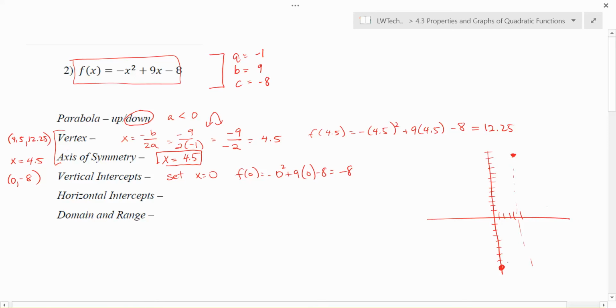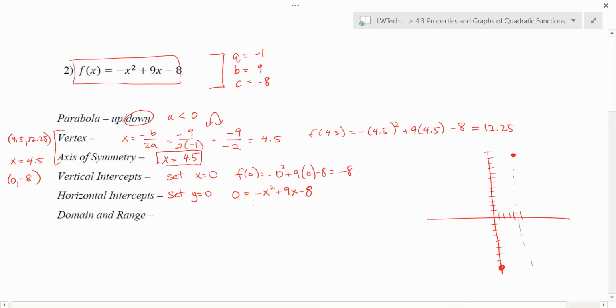The horizontal intercepts are a little bit more complex. What we're going to do is set the output value to 0. So y, or f of x. So what we have here is 0 equals -x squared plus 9x minus 8. And if I want to find what those points are, I need to solve this quadratic equation, and I should be expecting 2 answers. Because there's a squared and an x, we need to get one side equal to 0, which we already have. Awesome.